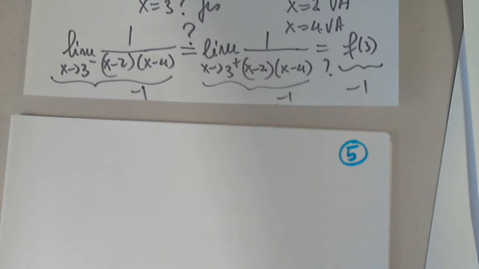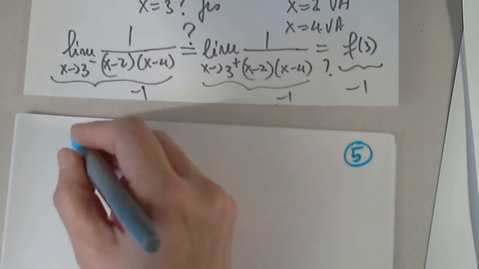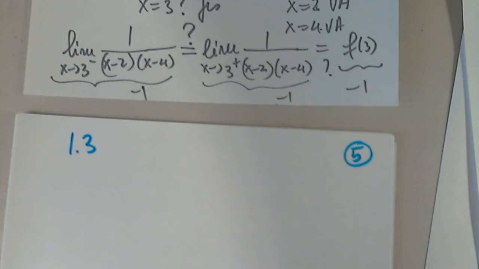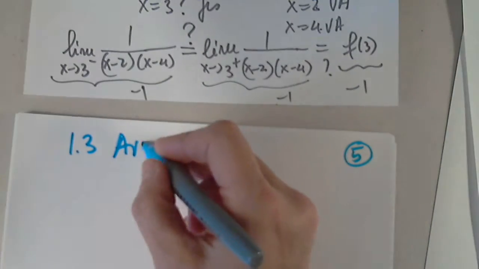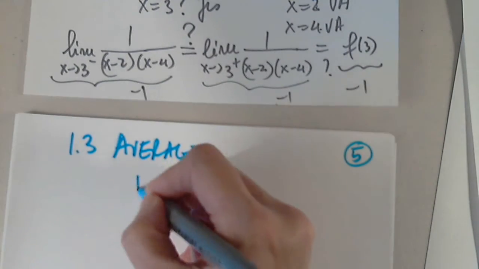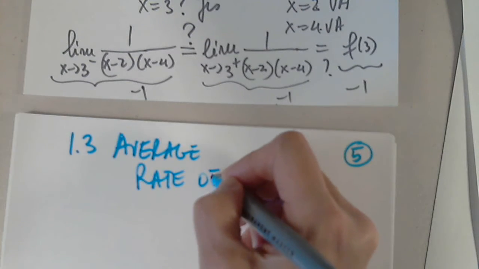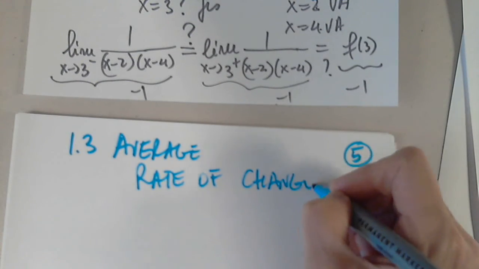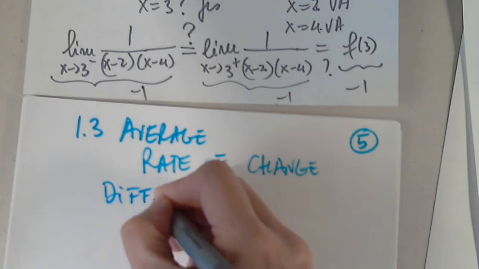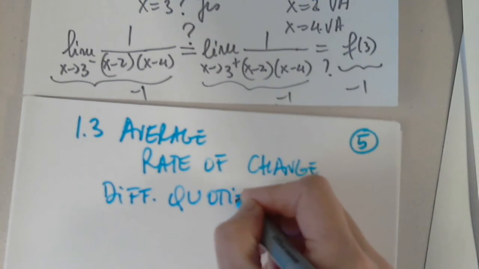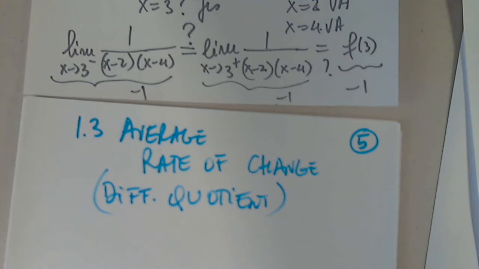Our next step is section 1.3. And in section 1.3, we're going to go back to average rate of change. There are no secrets. I just want to pick some problems with you. Average rate of change. And of course, the major issue here is the difference quotient. So we're going to look at that again.